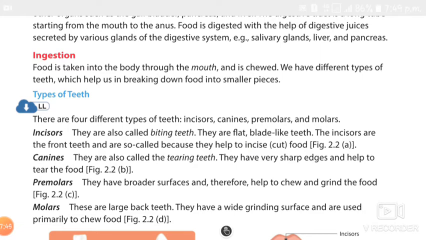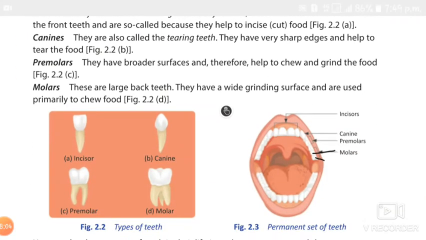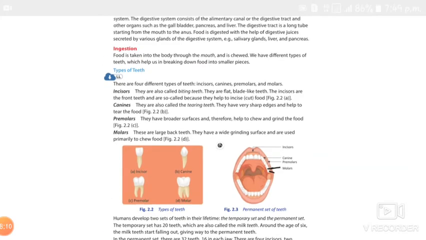Between 6 to 7 months of age, most infants begin to get their baby teeth or milk teeth. And most people have all of their permanent teeth by the age of 21. You know that here it is already given clearly. Next we studied about the tongue.